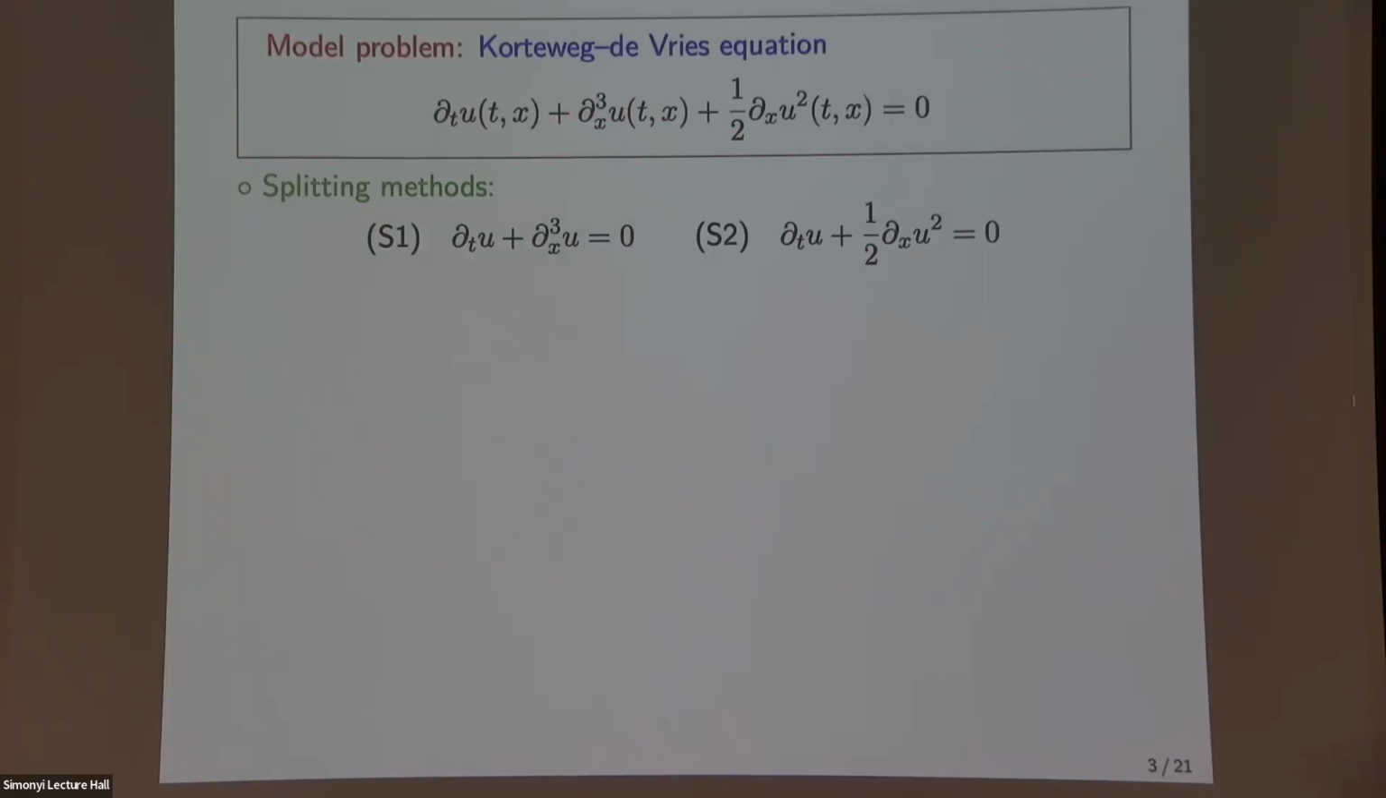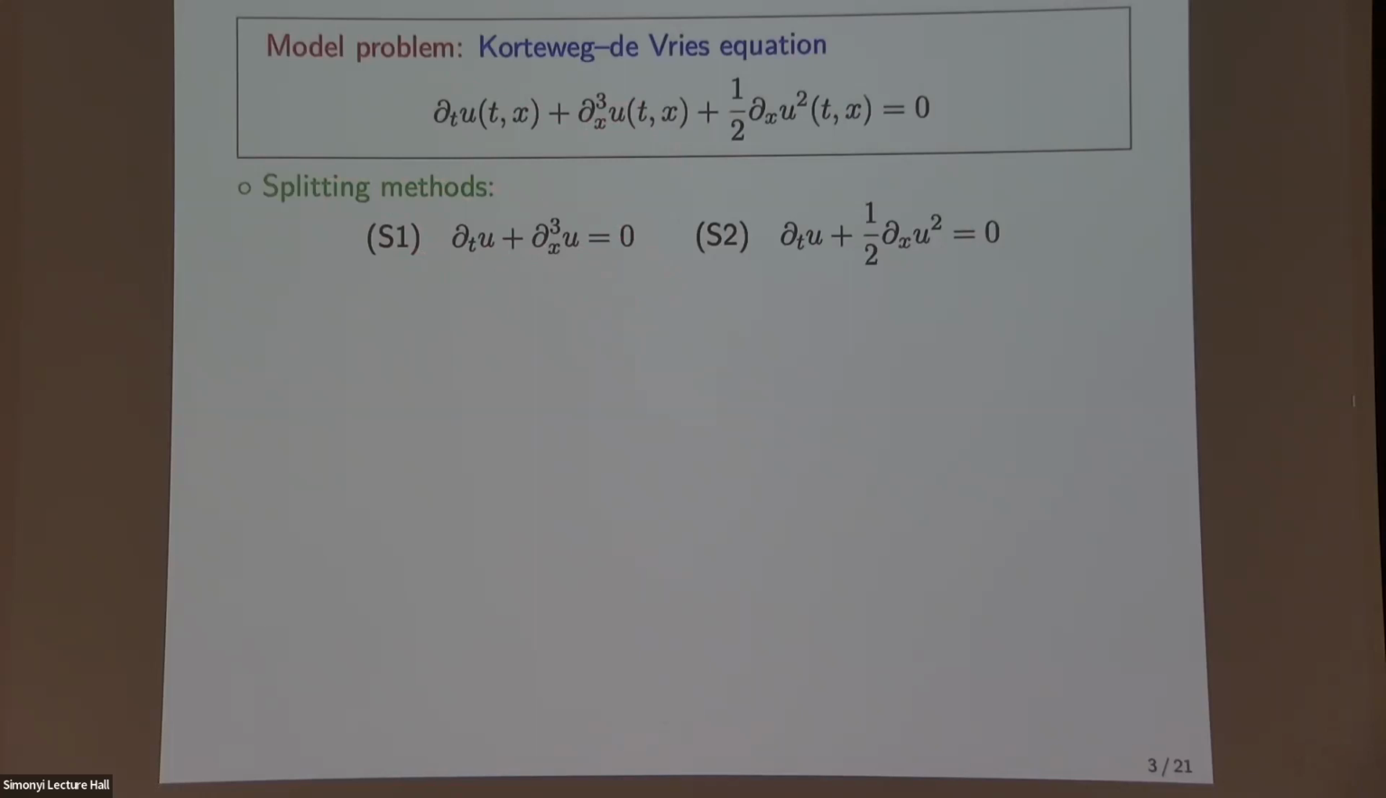Instead of considering the full problem, in the first step, we forget about the nonlinearity in our equation, and we simply look at the free equation, so dtu plus dx cubed u is zero. And then in the second step, we forget about the differential operator, and we only solve the nonlinear problem, which in this case is the Burgers equation.